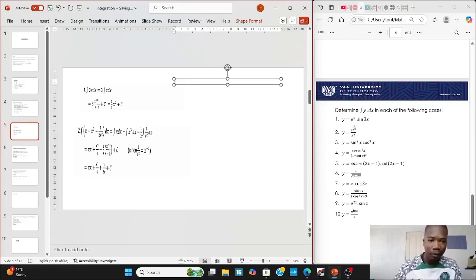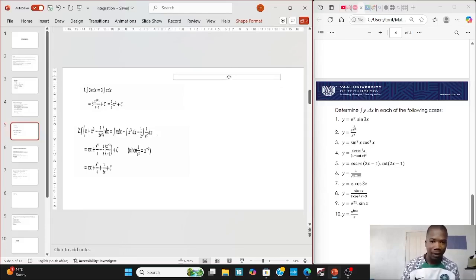3x to the power 1 plus 1 over 1 plus 1 plus c is equal to 3x over 2 plus c, right? So that is what we understand about the first question. Then the second one, we have the integral of pi plus x to the power 3 minus 1 over 2x squared dx, right?